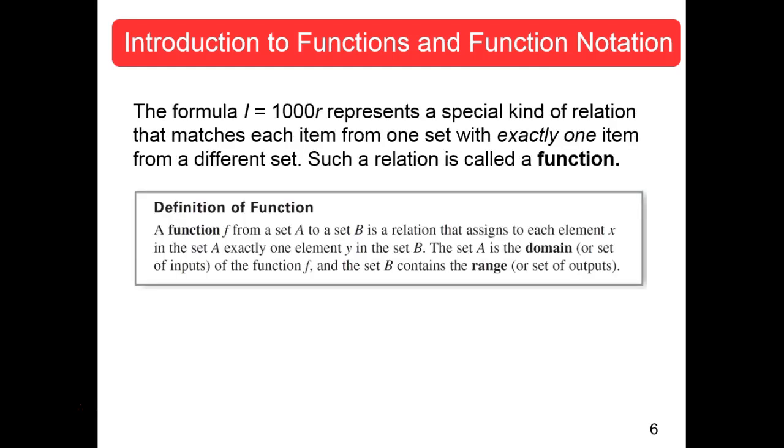Now, that formula, I equals 1,000R, represents a special kind of relation that matches each item from one set. Okay, remember we have one set, which is the interest rate. Another set is the amount of interest. Okay, matches each item from one set to exactly one item from a different set. If that's the case, that relation is called a function. Because if you got 0.5%, that's going to be the same interest on that $1,000 now, or next year, or 3 weeks from now. If it's the same R, you're going to get the same interest.